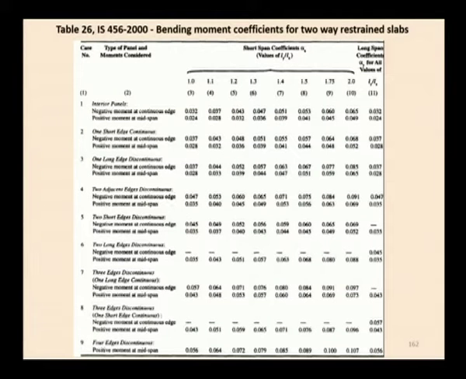Now, this is a table which I have already told you is used for finding the bending moment coefficient for the two-way restrained slab for all the conditions, that is, interior panel, 1 short edge discontinuous, 1 long edge continuous, like that. They have given the various moment coefficients for the various conditions of the slab. Now, here in our case, the condition of the slab is 3 edges discontinuous, 1 long edge continuous.